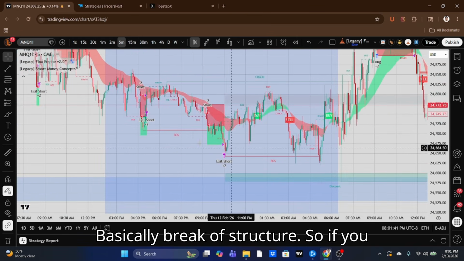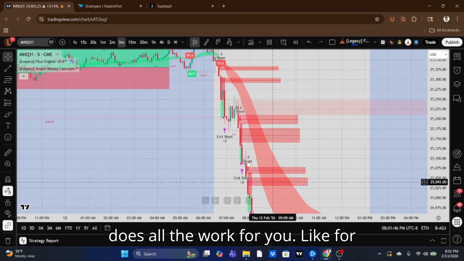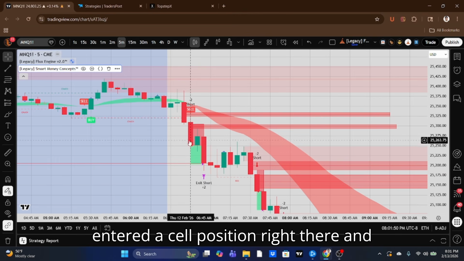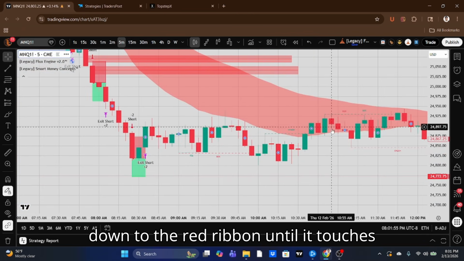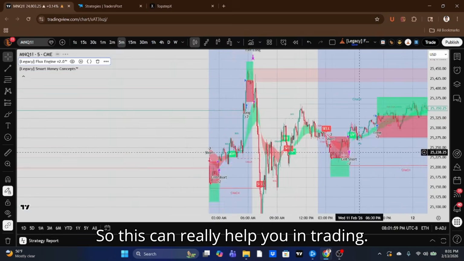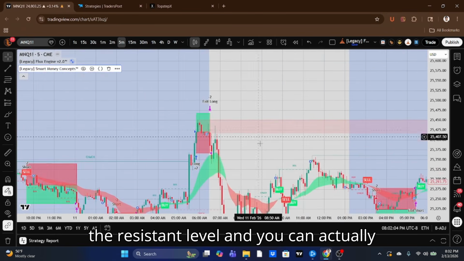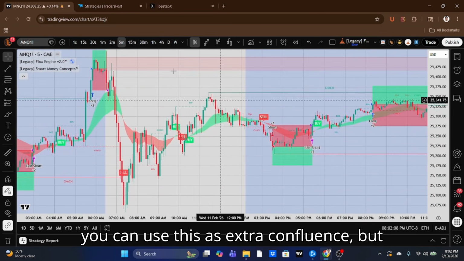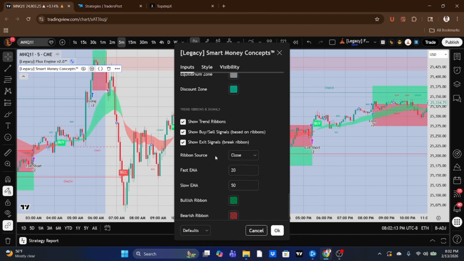But basically, break of structure. If you know how to trade SMC, this actually just does all the work for you. For example, this one, you could have entered a sell position right there, and you could have rode the trend all the way down to the red ribbon until it touches it. Then you can exit the trade. So this can really help you in your trading. It hit the premium zone, or the resistance level, and you could have ridden the trade all the way down. So you can use this as extra confluence, but I don't really do much in the settings.